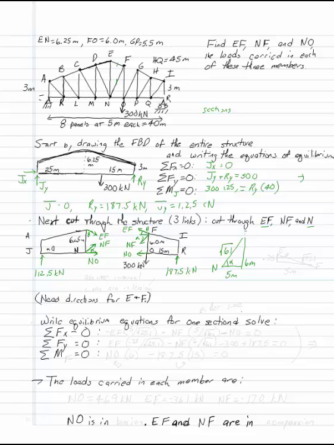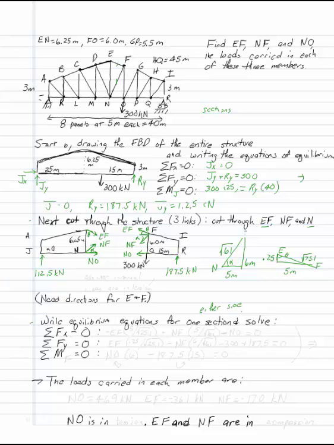I can do a similar thing with the triangle that involves E and F. This is only 0.25 given the distances in the problem, and this is 5 meters also. So when this is your theta up here, this is the square root of 25.1 from Pythagorean theorem. Once I have the free body diagrams, I can do the equilibrium from either side.